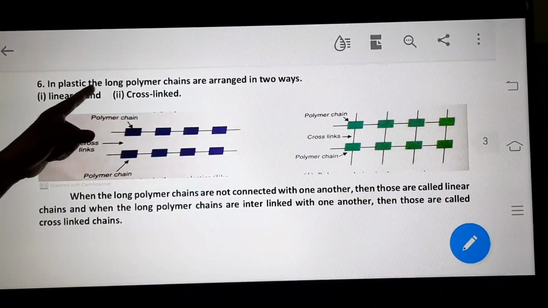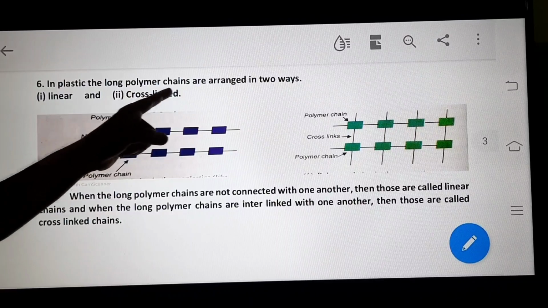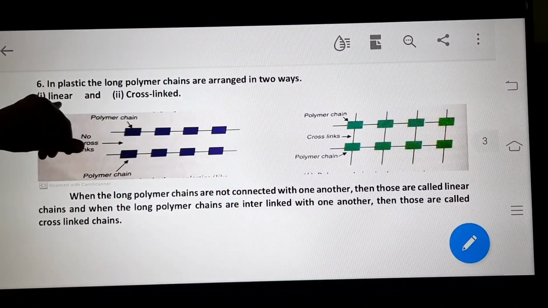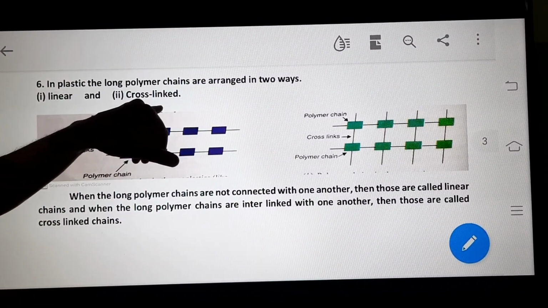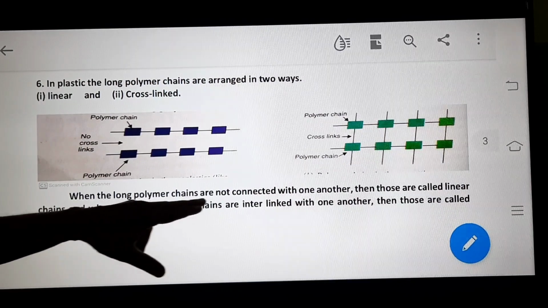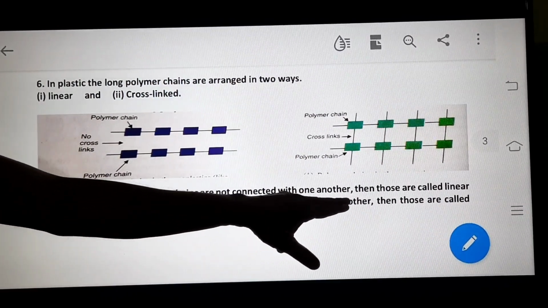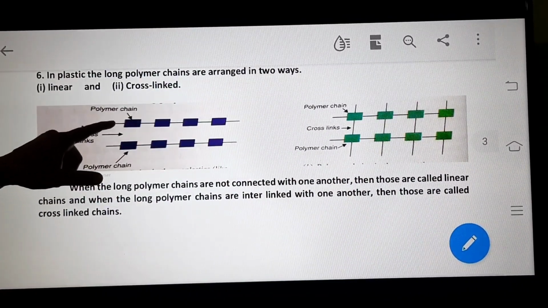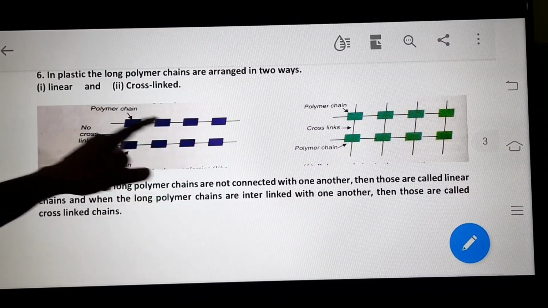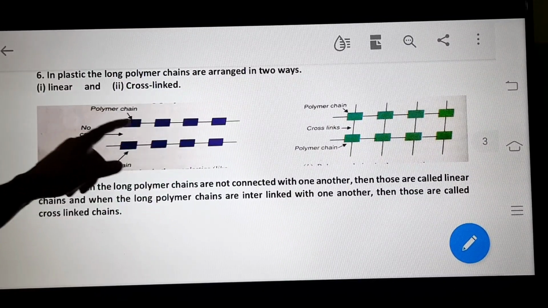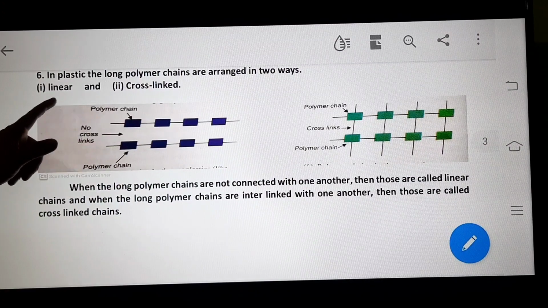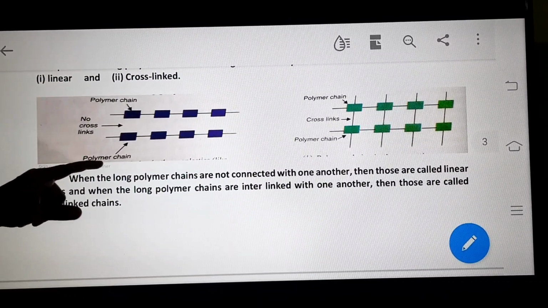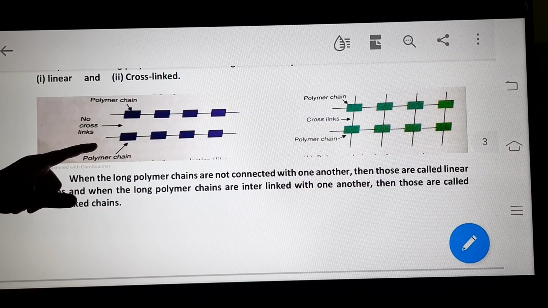Okay? In plastic, the long polymer chains are arranged in 2 ways. So what are those? One is linear, another is cross-linked. So what is linear? When the long polymer chains are not connected with one another, then those are called linear chains. Here, look at this picture. This is a polymer chain and this is a polymer chain, but these are not interconnected with each other. Such type of arrangement is called the linear type arrangement. And such an arrangement is seen in thermoplastics.